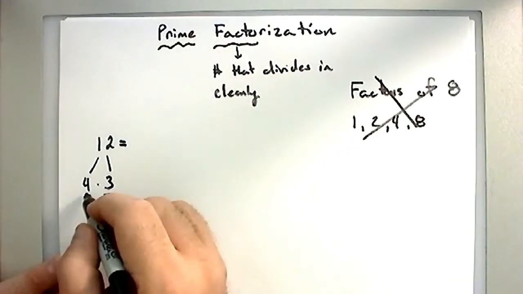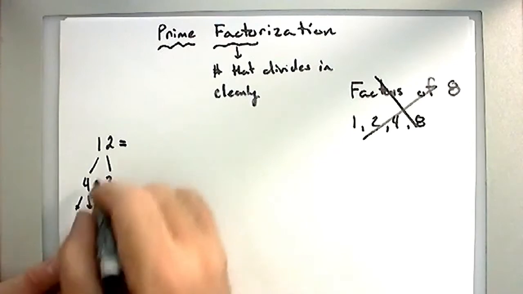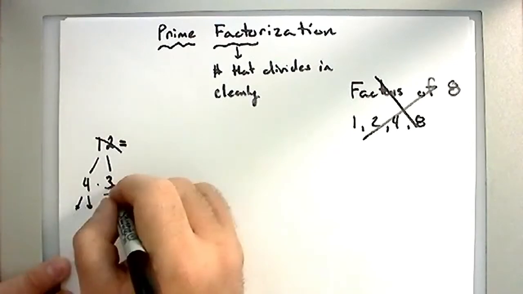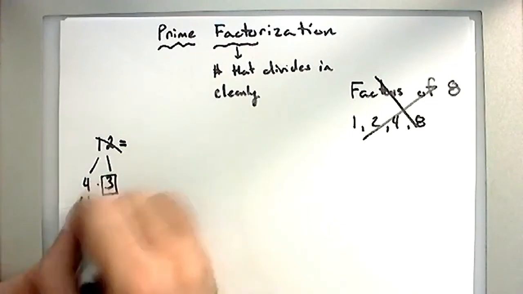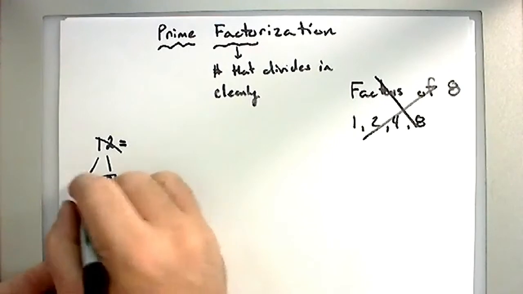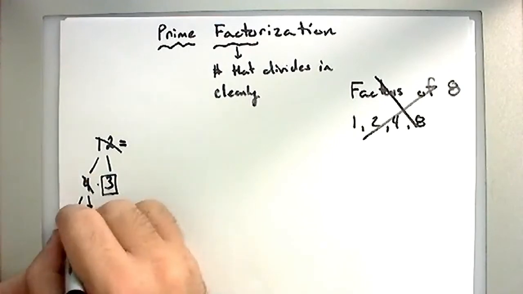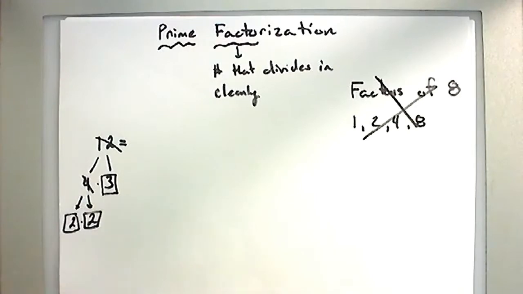But 4 is not prime, and that means that 4 can be broken down further. So we broke down 12 into 4 and 3. 3 is prime, so it will stay. 4 can break down into other numbers that divide into it cleanly, which would be 2 and 2. So 4 is gone now, which means 2 is prime, and 2 is prime, and these are the prime numbers that divide cleanly into 12.